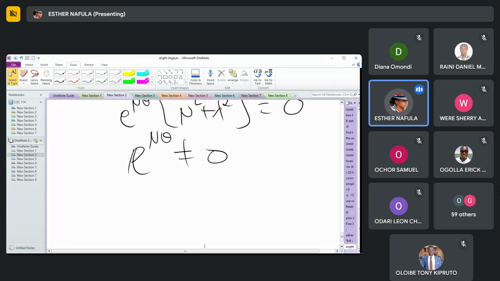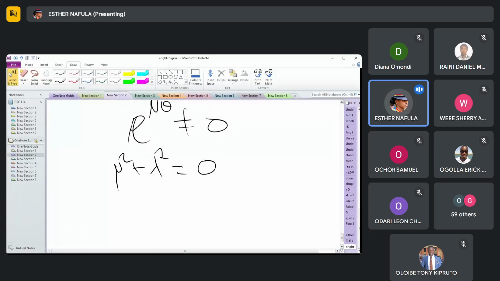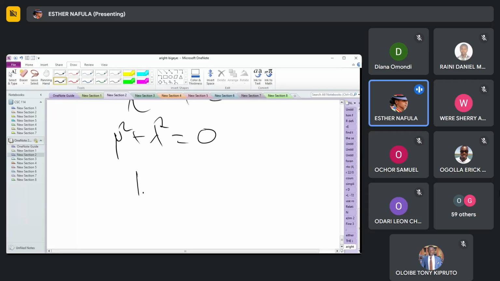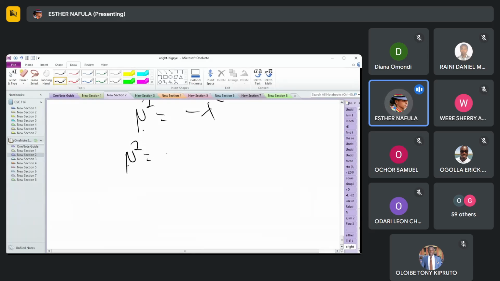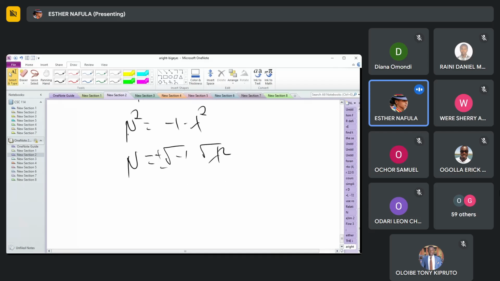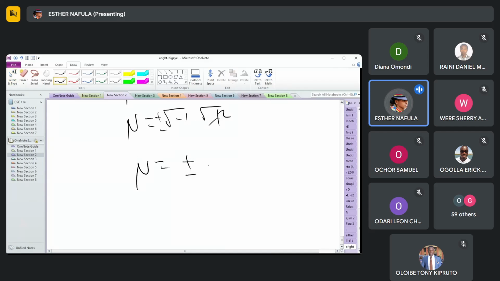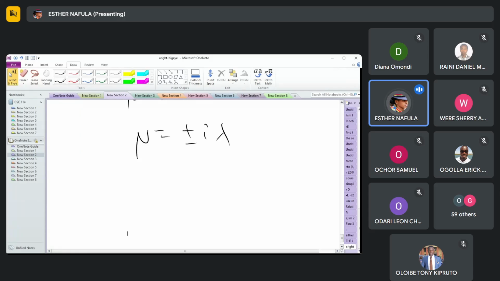So the auxiliary equation is mu squared plus lambda squared equals 0. We are trying to solve for mu. Mu squared equals minus lambda squared, or mu squared equals minus 1 times lambda squared. If you take the square root both sides, mu is plus or minus square root of minus 1 times square root of lambda squared. Mu is plus or minus i lambda. So here you are dealing with a case of complex roots.